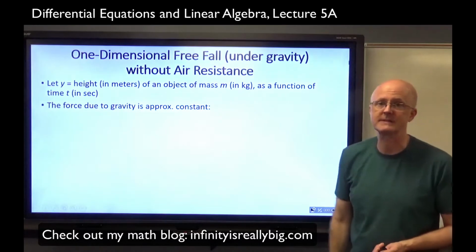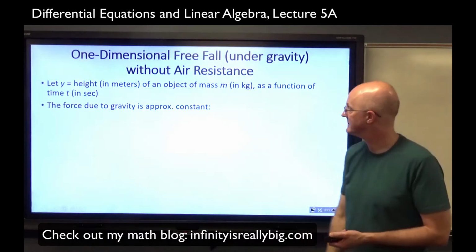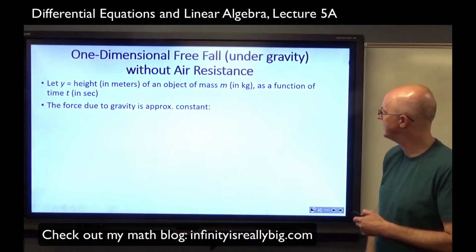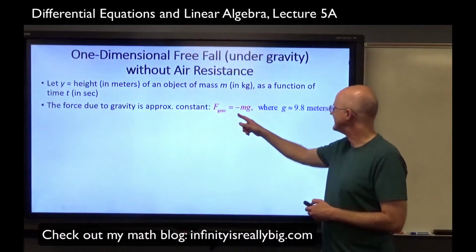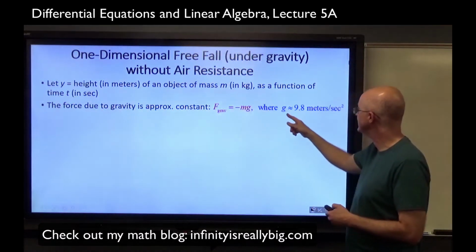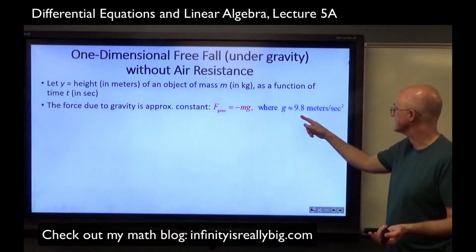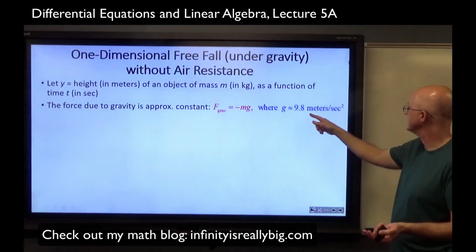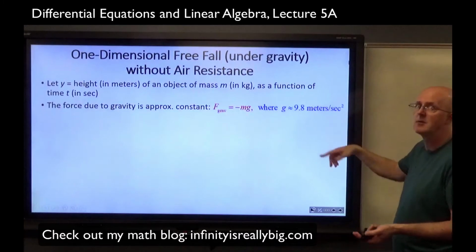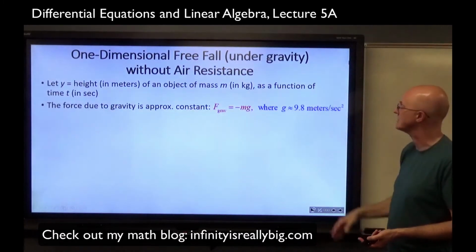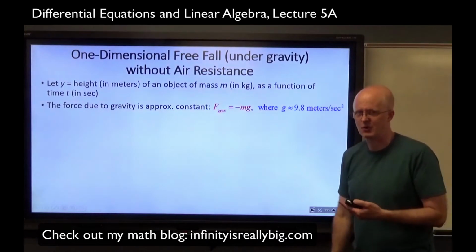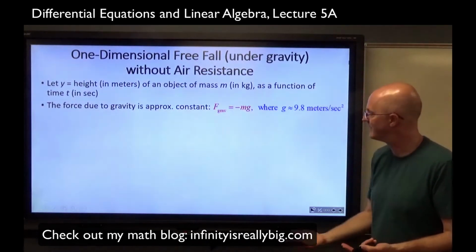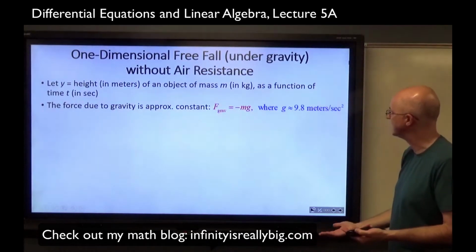But near the surface of the Earth, the force due to gravity is approximately constant, and that constant is typically written in this way. The force due to gravity is negative mg, where g is the acceleration due to gravity near the surface of the Earth, which is approximately 9.8 meters per second, which is often called meters per second squared. Okay, so we're assuming this is true. I'm not proving this is true. This is something you'd have to verify with experiments.